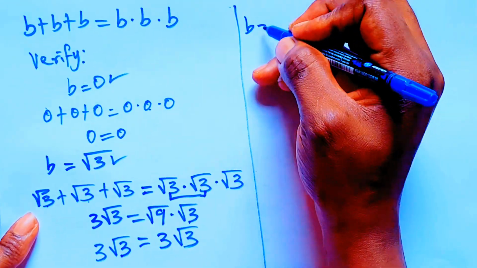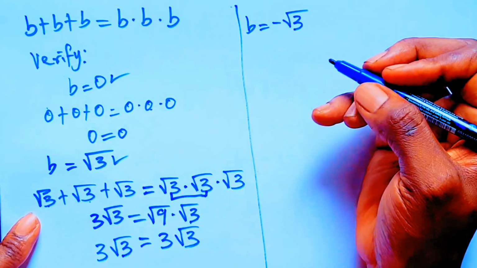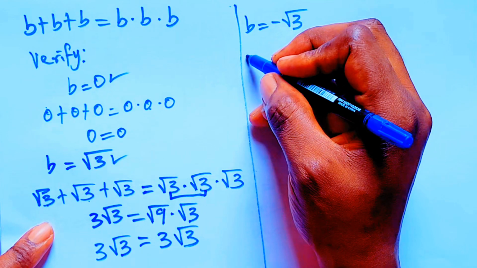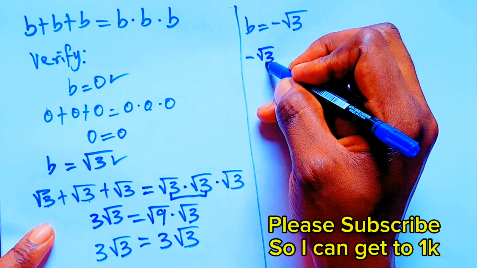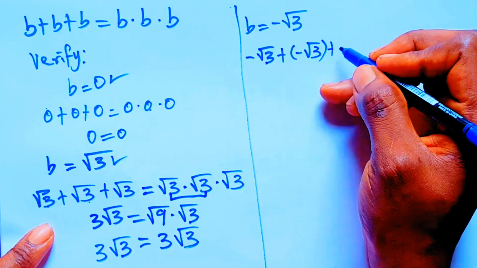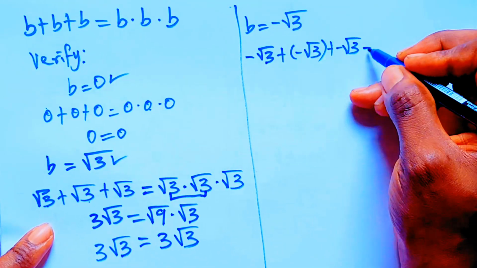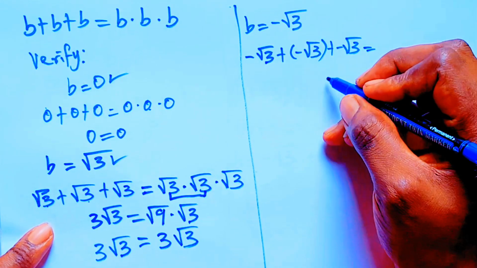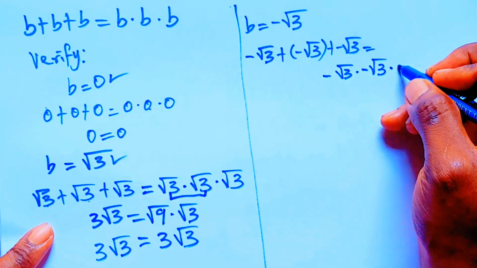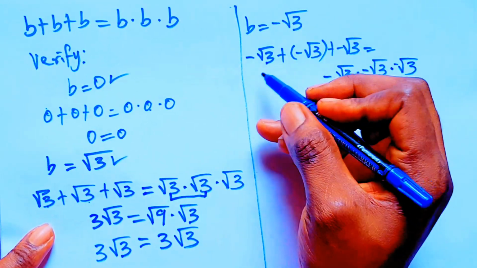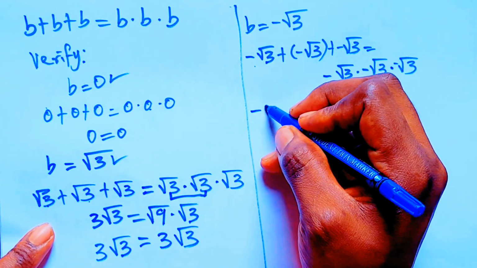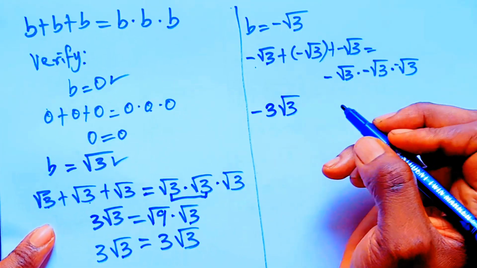Now, when b equals minus square root of 3, let's see if this will satisfy the given equation as well. So we have b plus b plus b. We are going to have minus square root of 3 plus minus square root of 3 plus minus square root of 3. Would this be equal to minus square root of 3 times minus square root of 3 times minus square root of 3? Minus square root of 3 plus minus square root of 3 plus minus square root of 3 will give us minus 3 square root of 3.